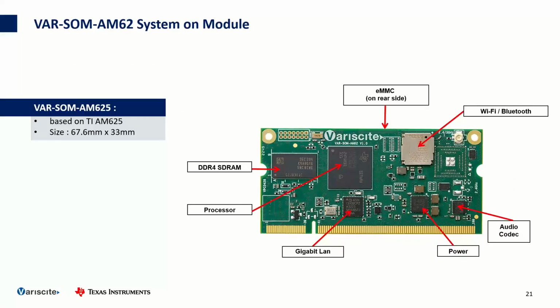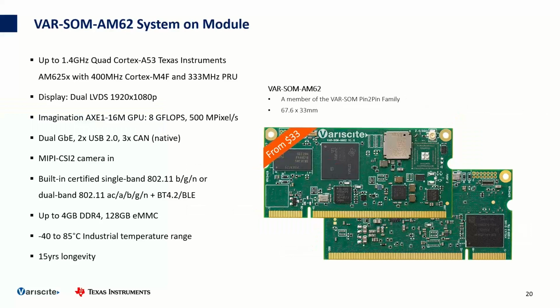If you look at the details, first of all, you can check the size. We are talking about 67 millimeters by 33, and we can see here the main parts. So the DDR, the SoC, the gigabit LAN, we use the Analog Devices add-in, the PMIC. We have also the codec here, the Wi-Fi as I showed before, and the eMMC is in the rear, but you can see here. Basically, it's the one in the lower right corner.